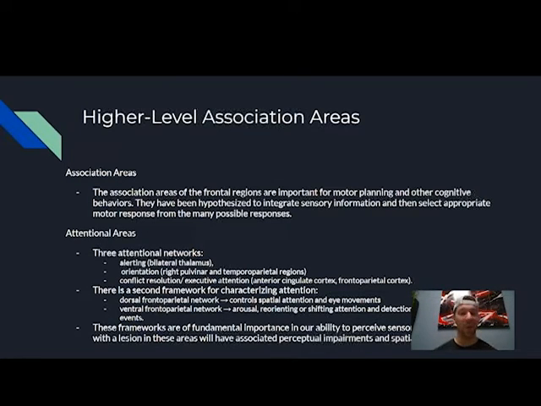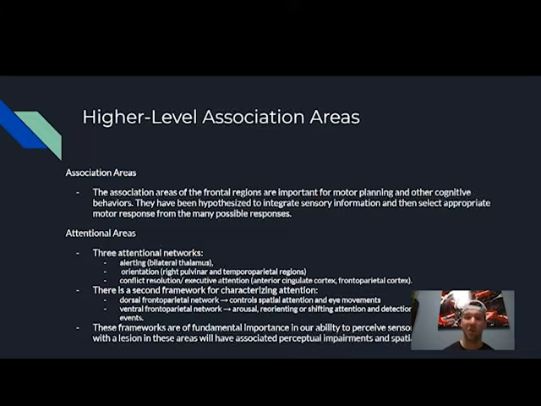I'm just kidding. On a serious note, we're gonna go over higher level association areas. So the association areas of the frontal regions are important for motor planning and other cognitive behaviors. They've been hypothesized to integrate sensory information and then select appropriate motor responses from many possible responses.